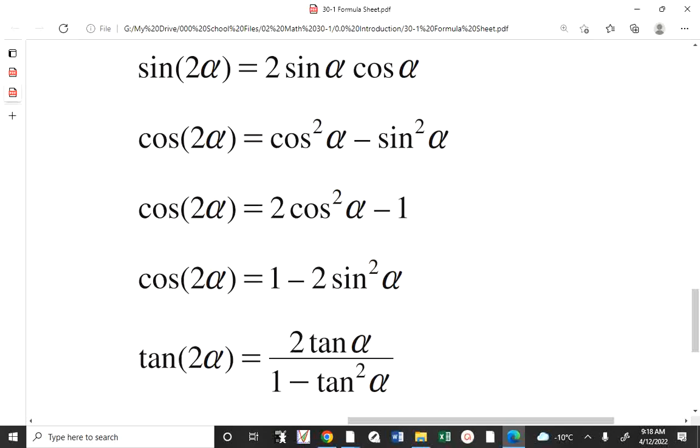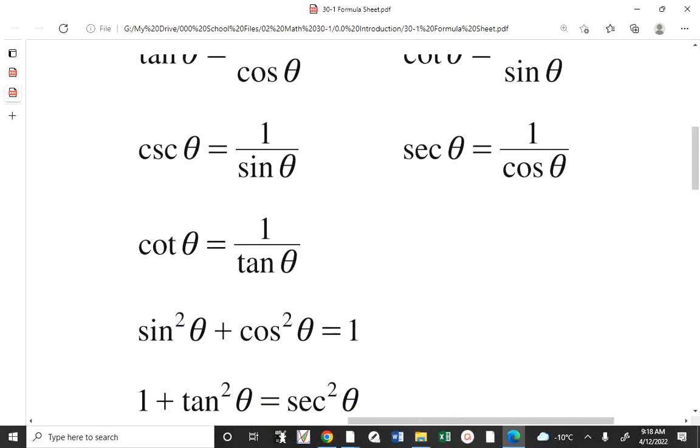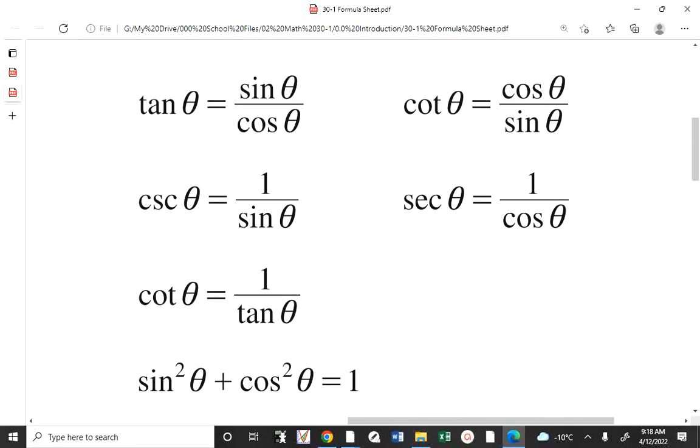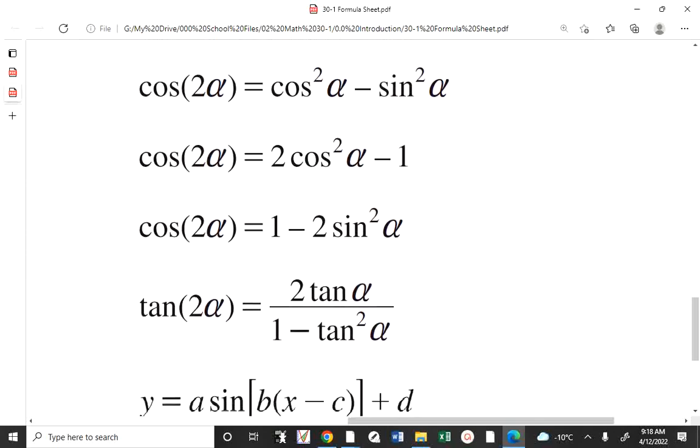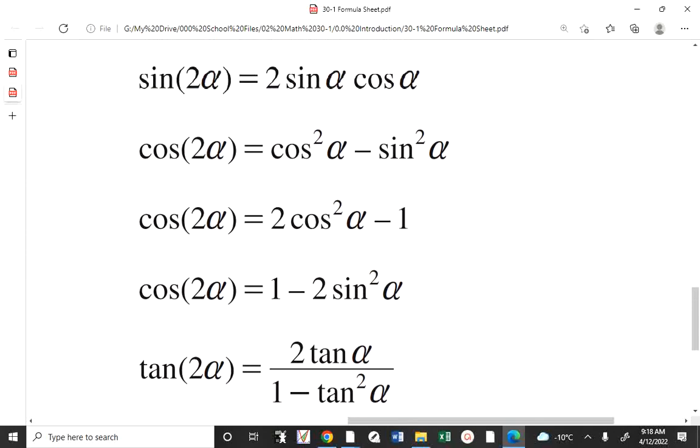So cos of 2 alpha equals cos squared alpha minus sine squared alpha, not to be confused with the Pythagorean identity at the bottom of the screen here where it says sine squared theta plus cos squared theta equals 1. Then also for cos of 2 theta, we have 2 cos squared theta minus 1, and we also have 1 minus 2 sine squared theta, or alpha. I know I'm being very inconsistent here, switching back and forth between alpha and theta, but as long as you're using the same angle on each side, then it works.